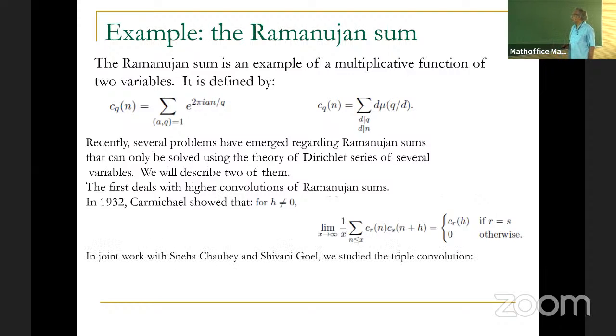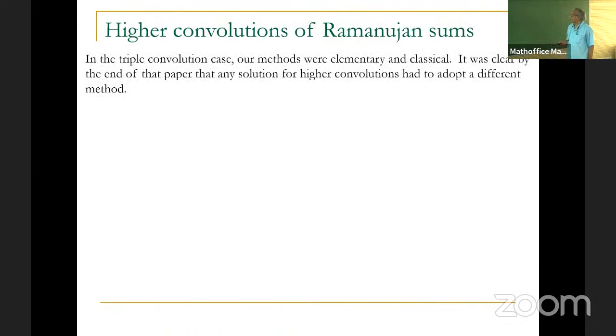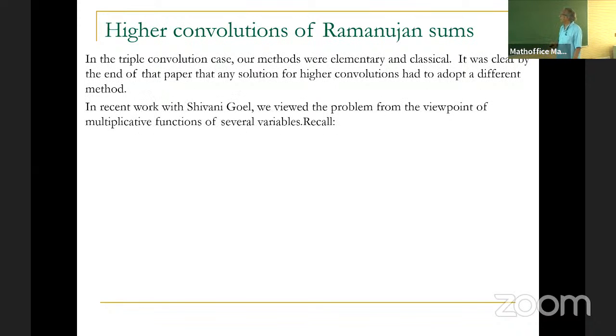And in joint work with Sinha Chobe and Shivani Goel, we studied triple Ramanujan convolution. If you took three of these things, until we started doing it, no one did this. If you take triple convolutions, you can actually show that this is zero. Now, in this paper that we wrote, we derived the result using elementary methods and not the theory of multiple Dirichlet series. And if you try to do this with higher convolution sums, these elementary methods will not work. And so for higher convolutions, we have to adopt a different method.